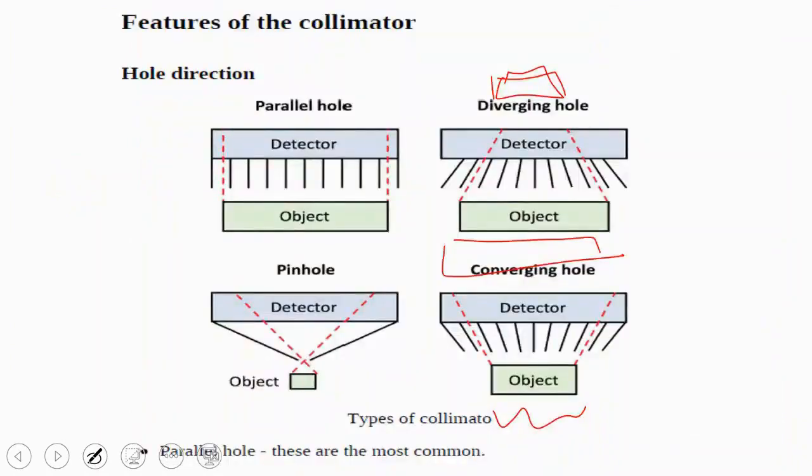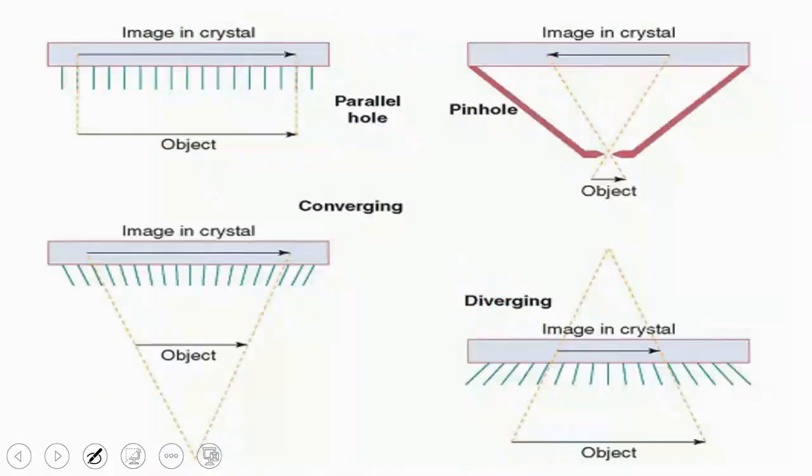So, the parallel hole does not have magnification. The diverging hole creates magnification. The converging hole also creates magnification. And the pinhole also provides magnification and increases the resolution, right? This is the parallel hole. This is the pinhole. All of this is lead. This is the object, diverging and converging.